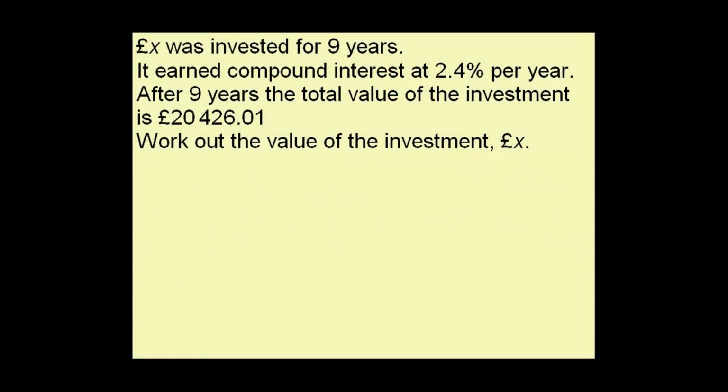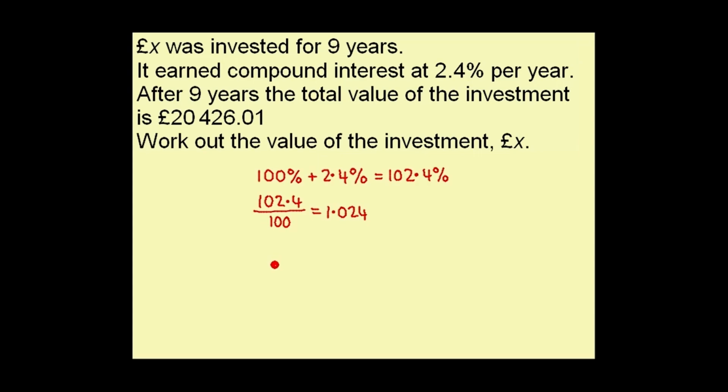Now this question looks much more difficult because we've got an X here, but let's read it through. It says that X pounds was invested for 9 years. It earned compound interest and we've got the rate here, and at the end of the 9 years the amount of money in the bank was this. We want to work out how much we started out with. We actually do this in a very similar way. So we have 100% to start off with, and we're adding on 2.4% each year. So that's 102.4%. We need this as a decimal, so 102.4 divided by 100 is 1.024.